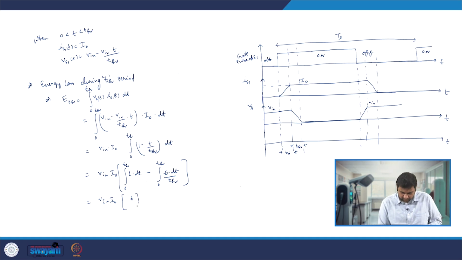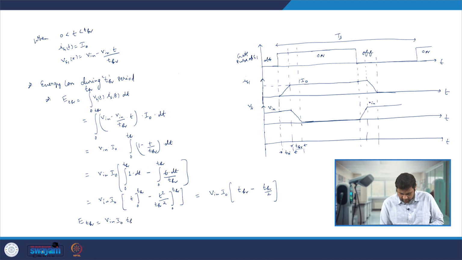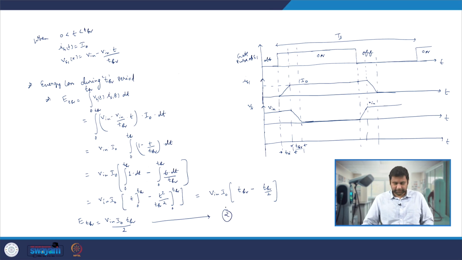So this will be t going from 0 to TFV, minus here t dt, which is t squared by 2, with TFV outside. This is from 0 to TFV. When we do that, V_in I naught will be TFV minus TFV by 2. So finally we get E_TFV, the energy loss during this TFV period, as V_in I naught TFV by 2. Let us define this as equation number 2.